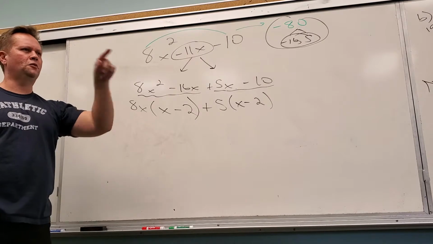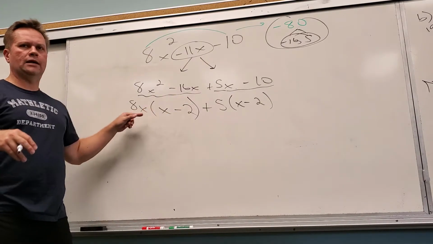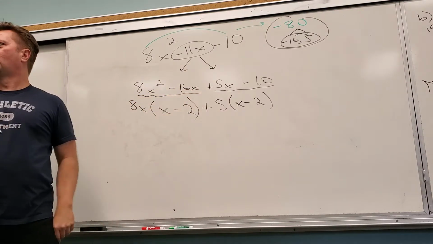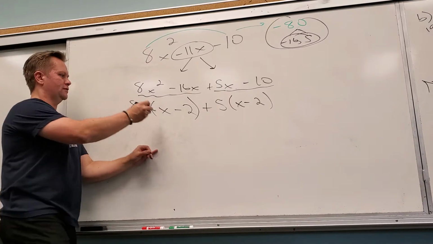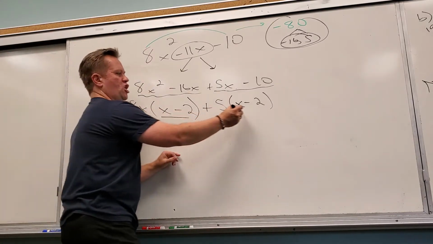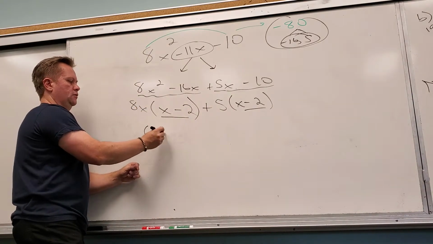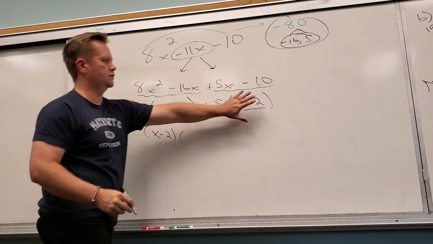Alright. Hoping everybody can see over there. And then the last step, what do I know I can do the last step? Combine. So I can take out an x minus 2. And if I do that, I'm left with 8x plus 5.